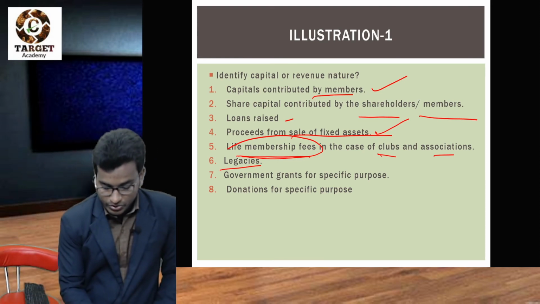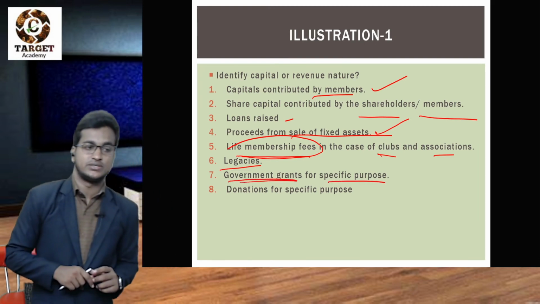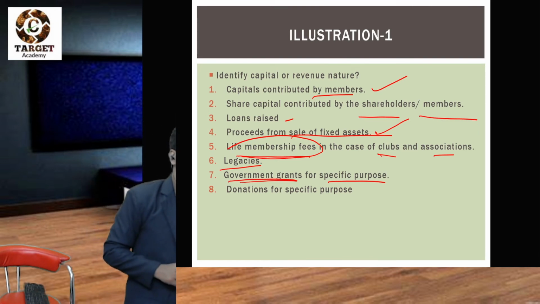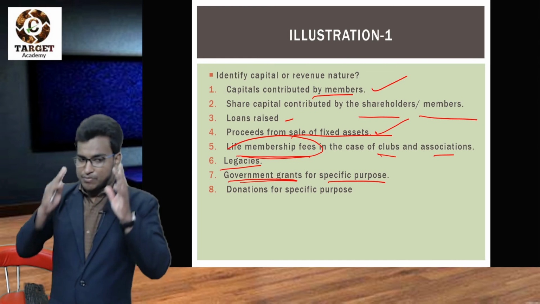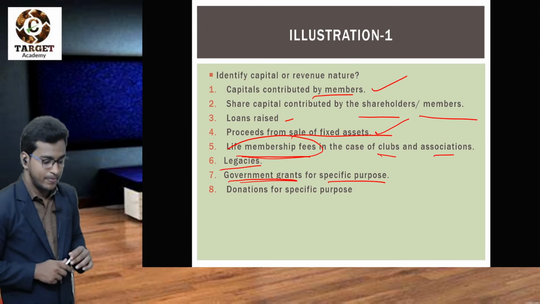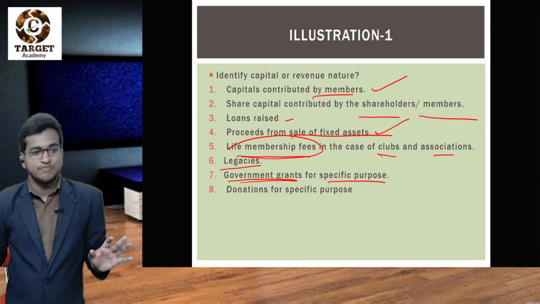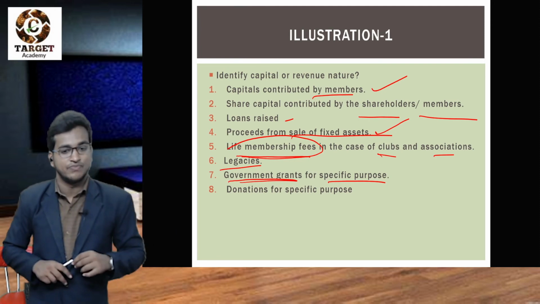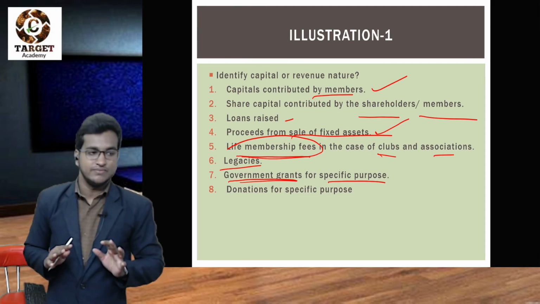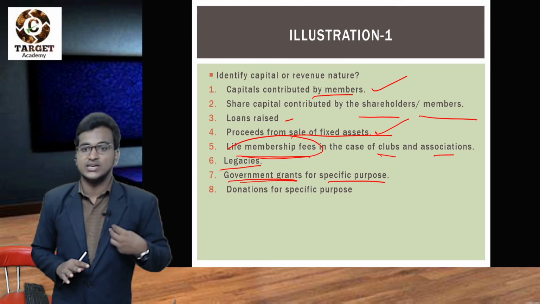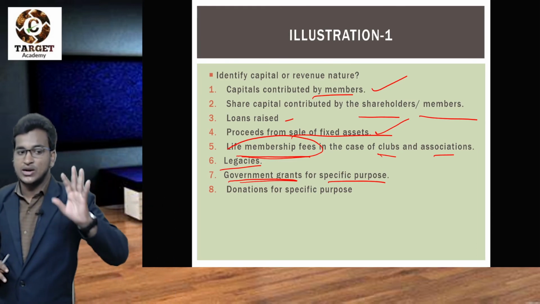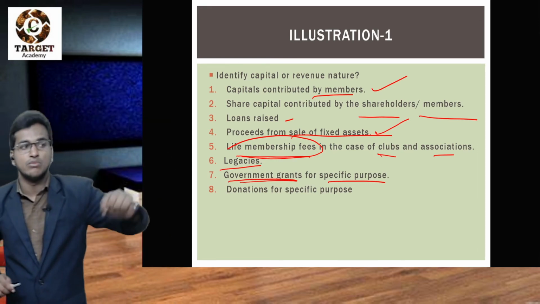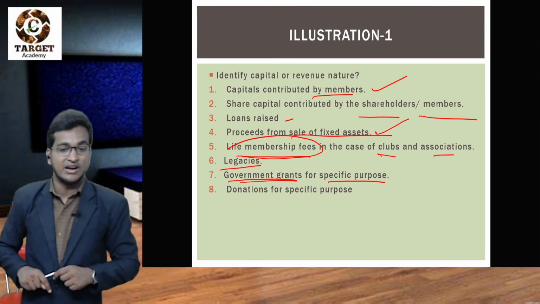Next one, government grants for a specific purpose. That means we are receiving a grant for a particular purpose. From the same point of view, we are a business organization receiving a government grant from the central government. We are doing some social activity, so the government is impressed with our activities and granted us 20 crores. We are receiving 20 crores from PM Modi as a government grant for a particular purpose.